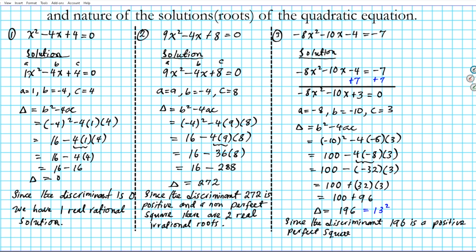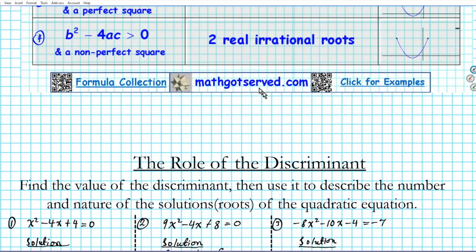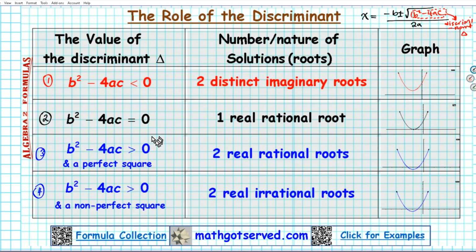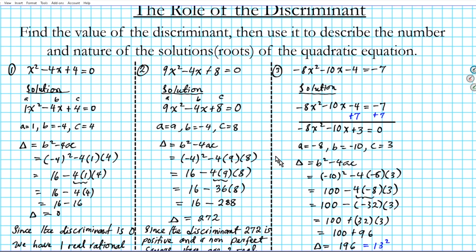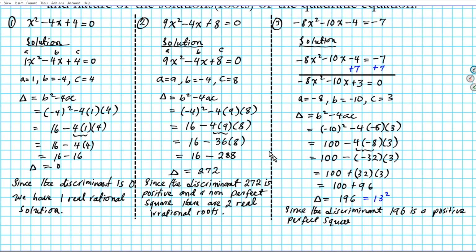what does that mean? What's the nature of the roots and number of roots? Let's scroll back up. If you have a positive perfect square for a discriminant, there are 2 real rational roots. So since the discriminant 196 is a positive perfect square, there are 2 real rational roots.